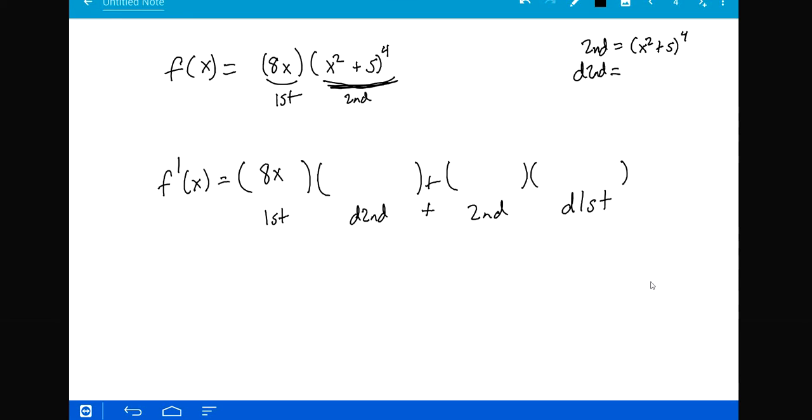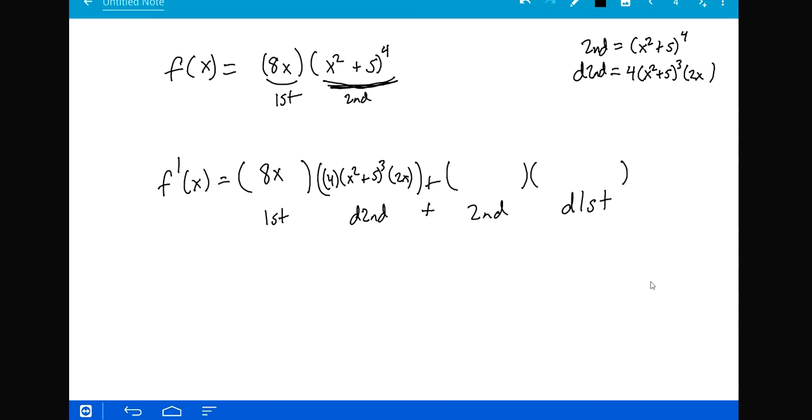So do this just like the last couple of problems. Exponent out front, rewrite the parentheses, subtract 1 from the exponent, times the derivative of what was in parentheses. The derivative of x squared would be 2x. So there's d second. All of that: 4 times x squared plus 5 cubed times 2x.